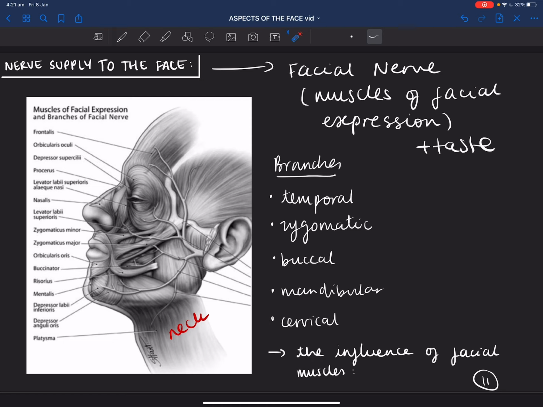So from a clinical point of view, let's look at the face and the neck. An abnormal tension in facial muscles could actually affect neck muscles as well. If you have prolonged tension in facial muscles, it can directly negatively affect the neck muscles too.